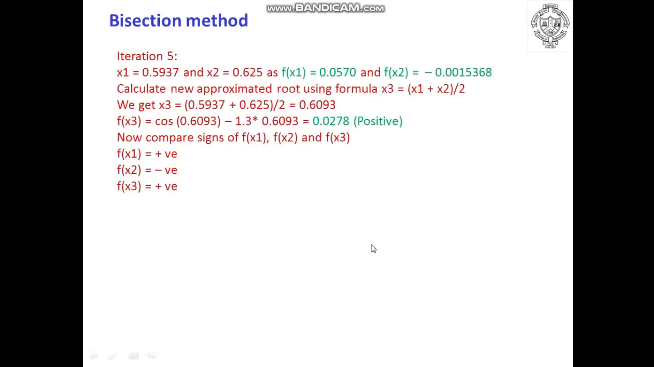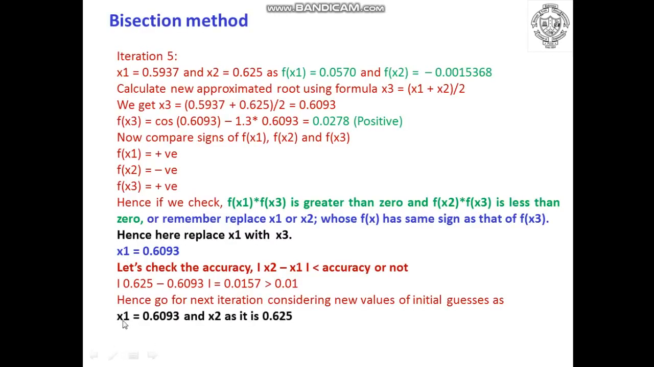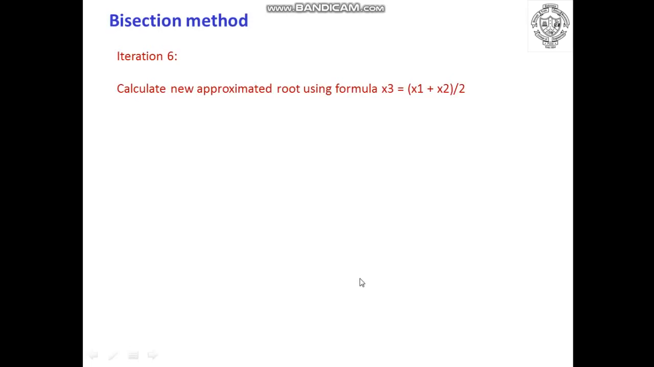So now let us go for the sixth iteration. The fifth iteration we have seen, where we found the new values of x1 as 0.6093 and x2 as 0.625. So the next iteration will be calculated by considering these two values, as x1 equal to 0.6093 and x2 equal to 0.625.